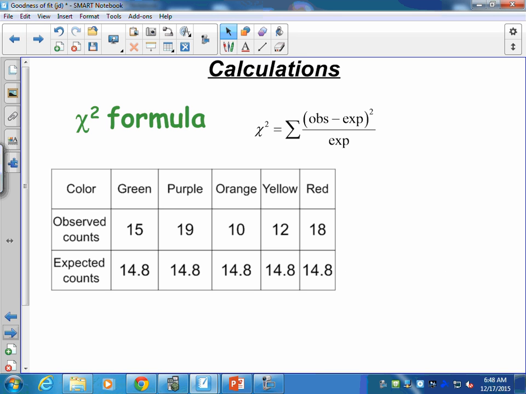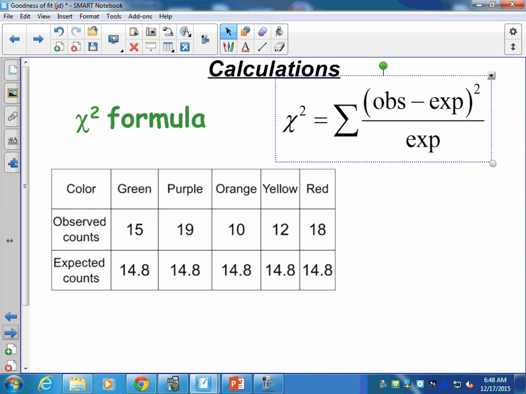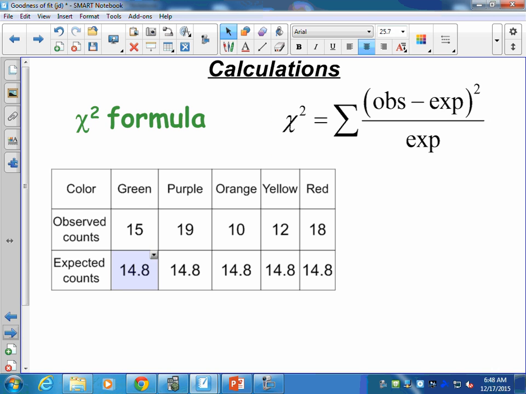So now, when it comes to our calculations, we have our chi-square formula. It's on the formula sheet that AP gives you. And the very first thing we have to do is build our table. Okay, so this is Jack's data from yesterday when we were doing the Skittle experiment. And what we're looking at here in his counts is 15, 19, 10, 12, 18. Those were all of the observed counts of his Skittles in the experiment.